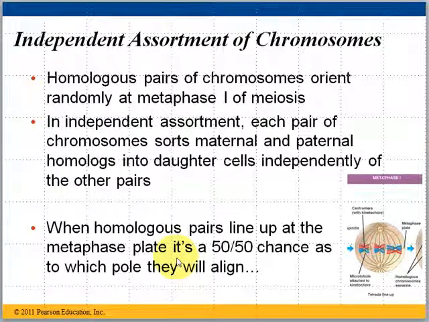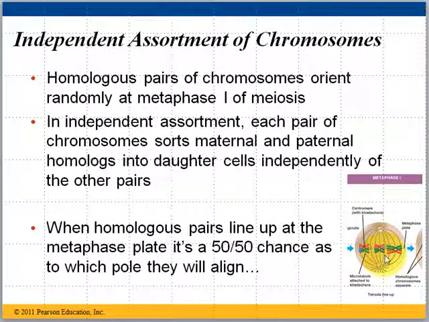First one's called independent assortment, and that means that what one chromosome does doesn't affect what another chromosome does. So remember, in metaphase 1, we have all of the homologous pairs begin to line up along the center plate there. Well, they do so completely independent of each other. They don't know what the other chromosome is doing, and it doesn't affect their behavior.